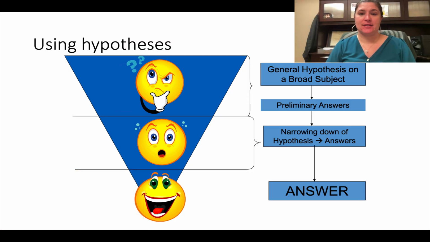When using a hypothesis, you generally have a general hypothesis on a broad subject. For example, does this person have a substance use disorder? Then you get preliminary answers, maybe through screening. Then you narrow down the hypothesis to get more answers. For example, you do an AUDIT, then you interview to ask more questions about their history and about other things that are listed in the substance abuse evaluation. And then we get a clearer answer, like they do have a substance use disorder or they do not have a substance use disorder.